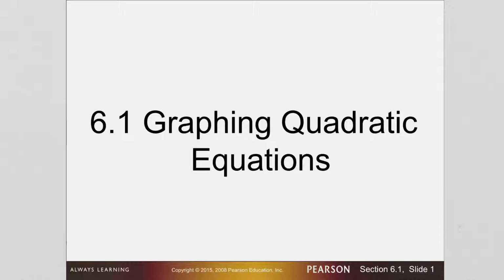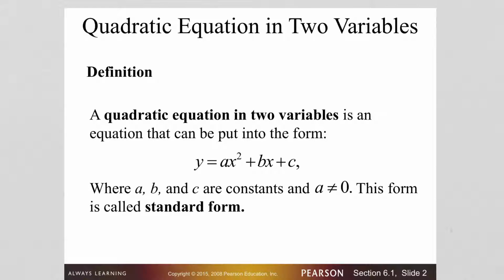Alright, so let's graph some quadratic equations. Quadratic equations come in two variables. So notice here in this equation, I'm looking at two variables. I've got a y and I've got x's. Because there are x's and y's, that's why we say that there are two variables.